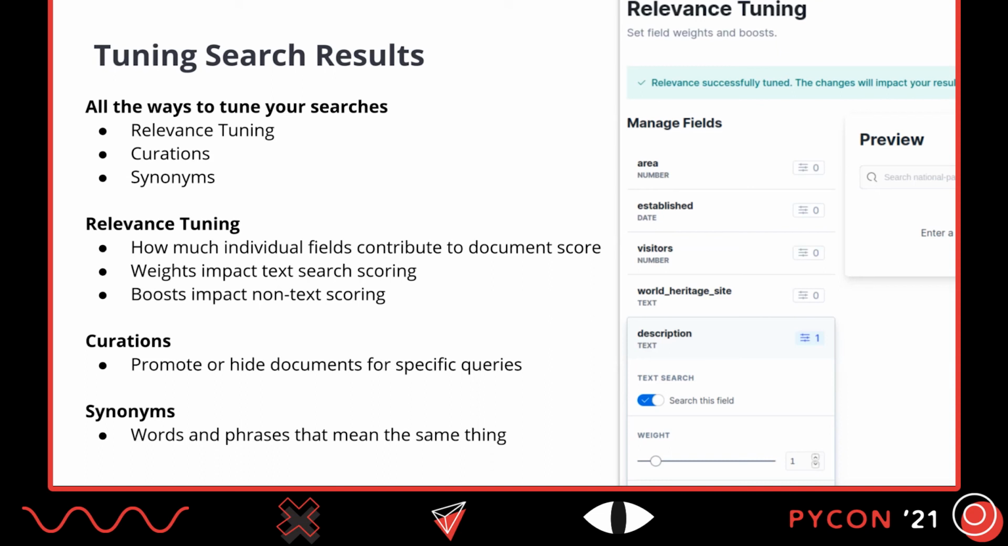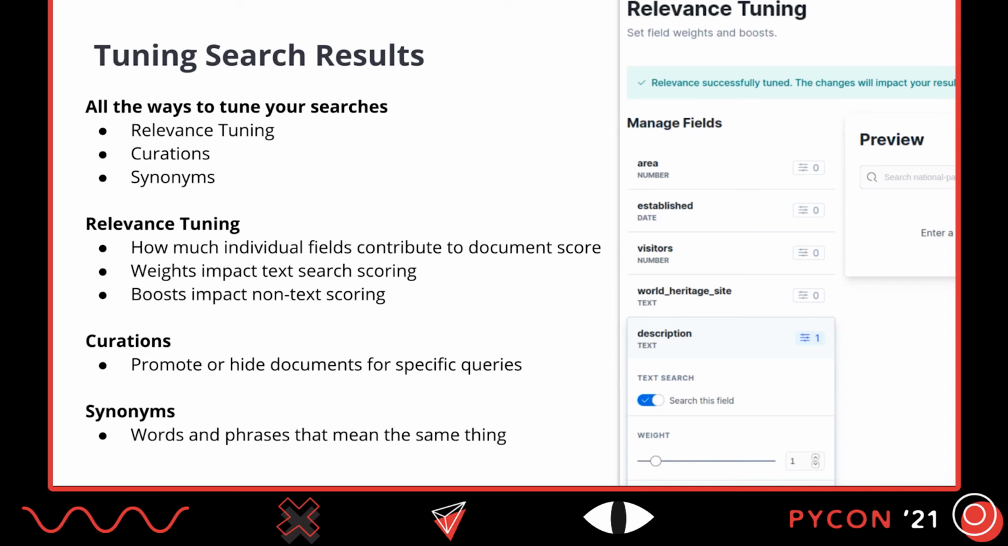Curations allow you complete control over the results for a given query or queries. If a user searches for the phrase biggest park, you can have the pre-calculated biggest park document always show up as the #1 result, and then manually hide all of the smallest parks, so no matter what, they won't show up.